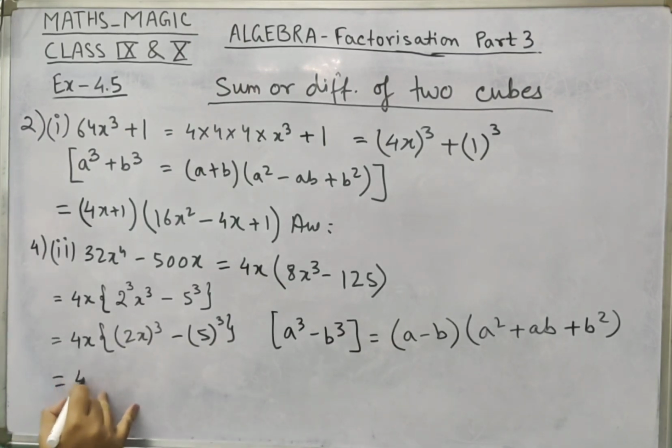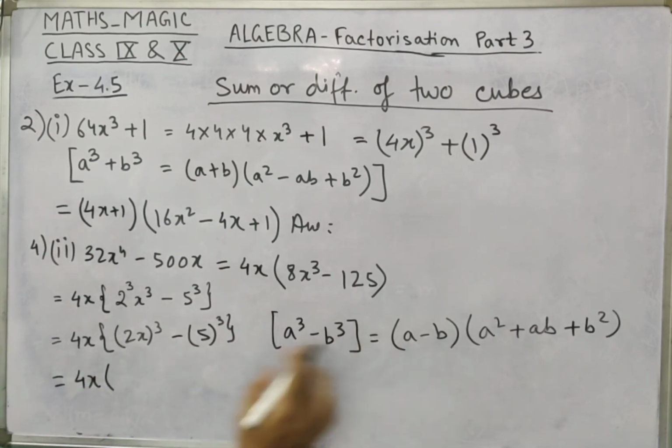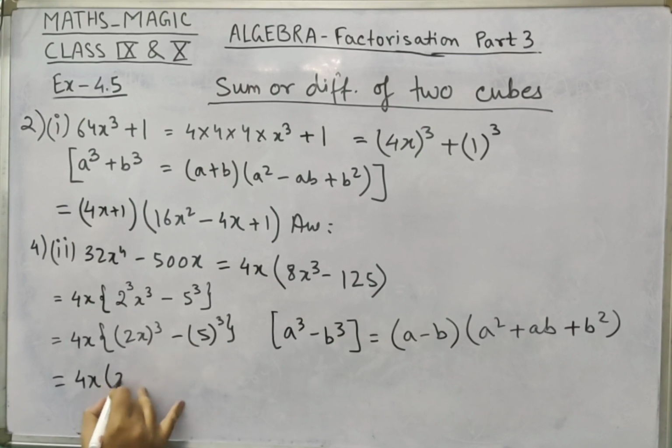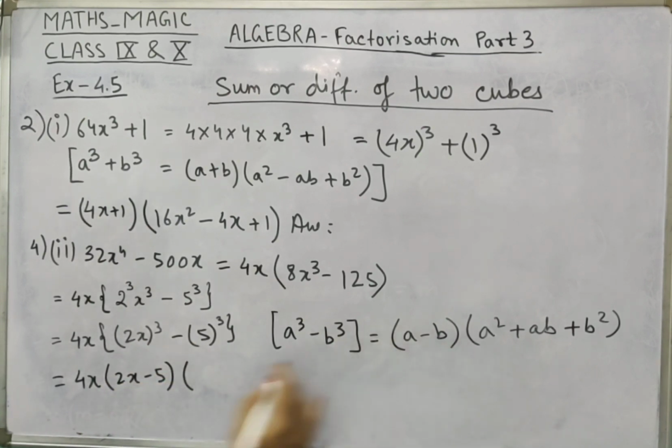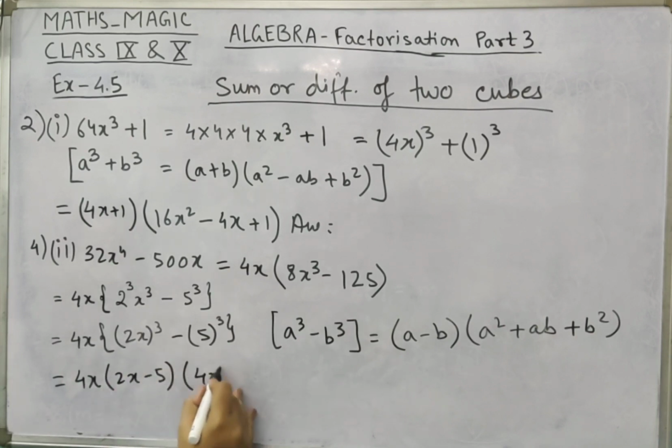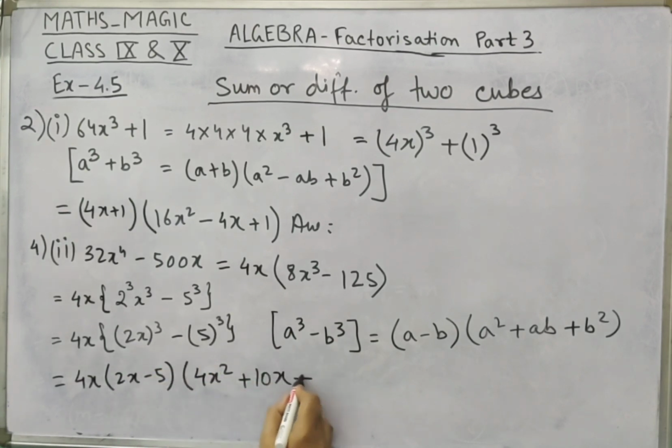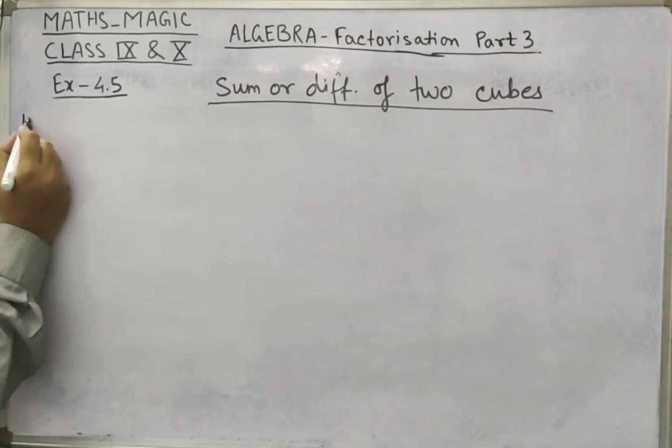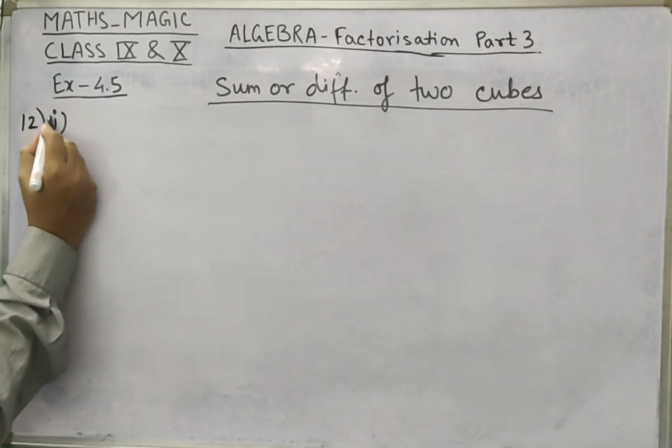So 4x, A minus B, so this minus this, so 2x minus 5, then A square, that means 2 2s are 4, x square, now plus AB, so plus this into this, 2 5s are 10x, and then plus B square, so plus 5 5s are 25. This is my answer.